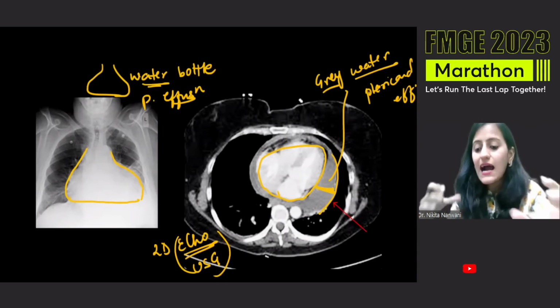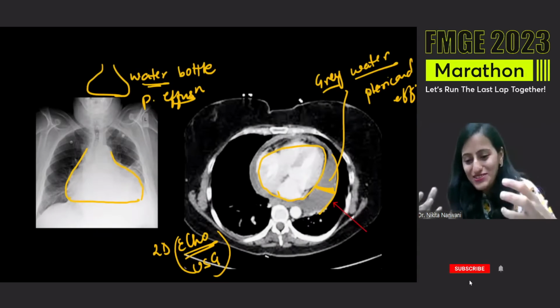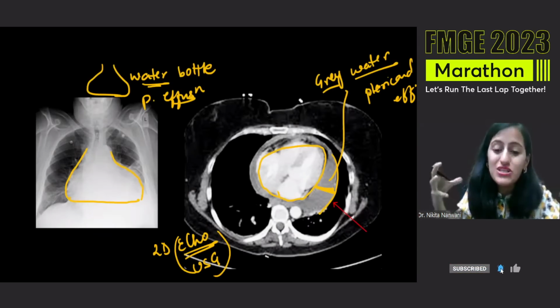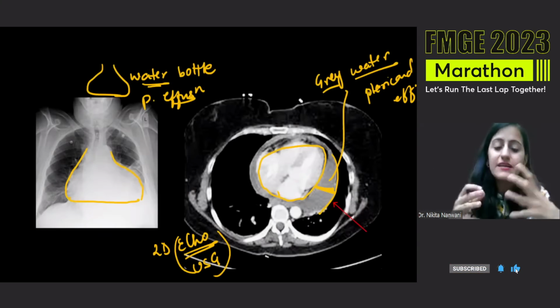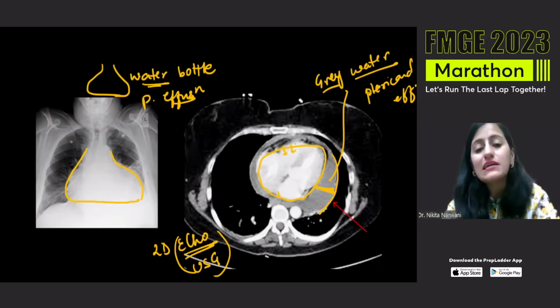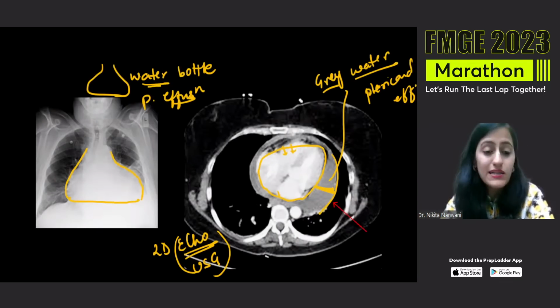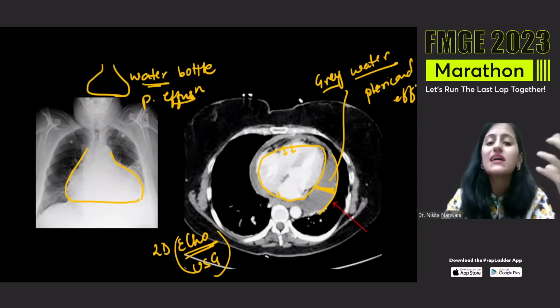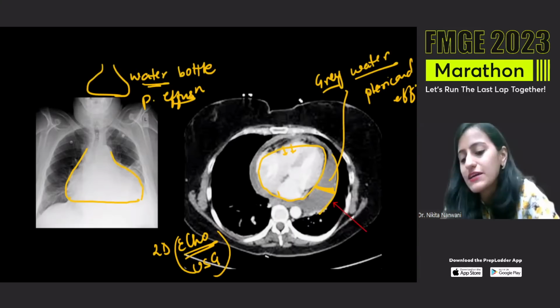Okay? Cardiac tamponade. See, tamponade is where it is compressing the heart, right? So you would see the compression, that means the wall being compressed by the cardiac tamponade. It's more of an acute collection. Okay, it's an acute collection that is happening.